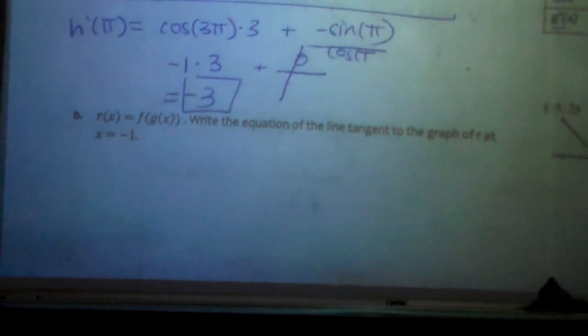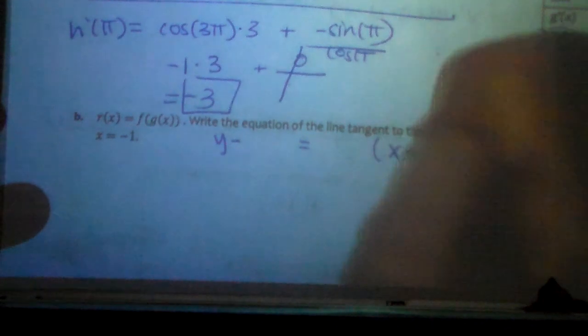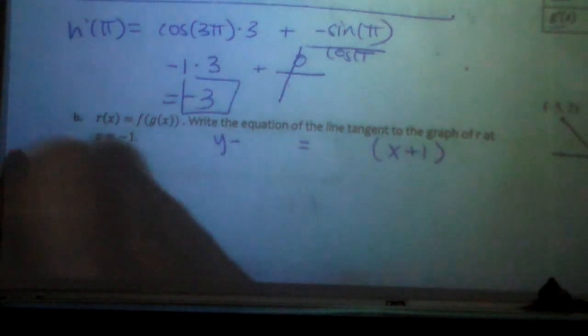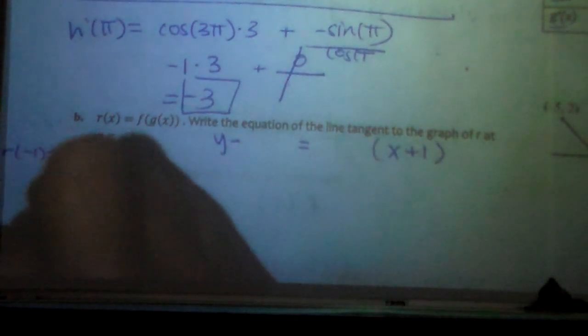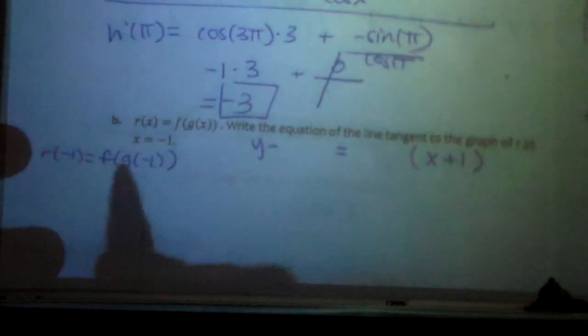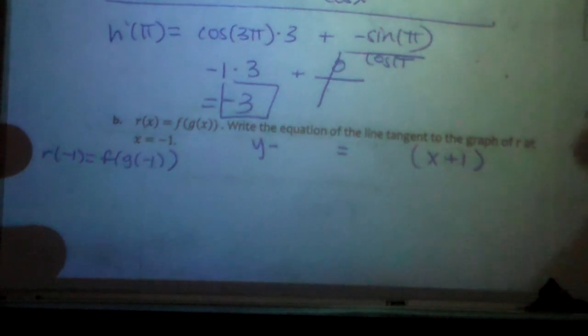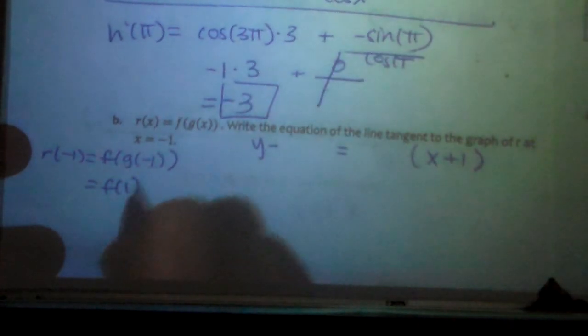Now I want to actually write the equation of the tangent line at this value. So I'm going to have y minus slope times x plus 1. Let's find the y value real quick. So r of negative 1 is just plug in. This is inside, it is not two different numbers. This is f of g of negative 1. So I have to do g of negative 1 first, which is 1. So this is just f of 1.